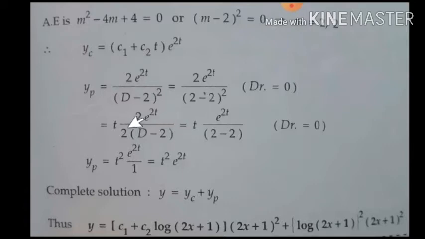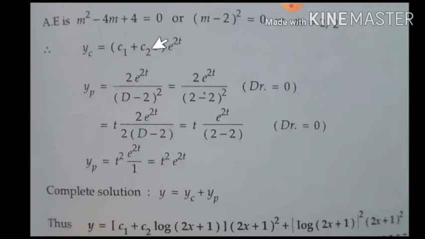Differentiate this function once again. So the derivative of D is 1. Constant is 0 into e to the power of 2t. So what is yp? t square into e to the power of 2t. So we need to write the complete solution as complementary function plus particular integral.